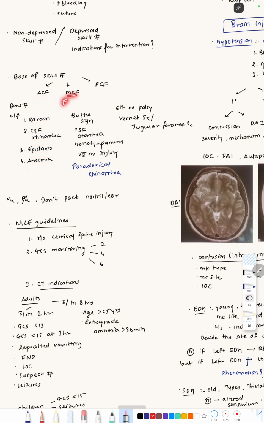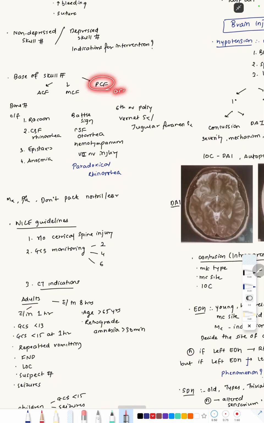For the middle cranial fossa, it is the petrous part of the temporal bone. The clinical features are the Battle sign, CSF otorrhea, hemotympanum, seventh nerve injury, and paradoxical rhinorrhea. Rhinorrhea is in ACF, paradoxical rhinorrhea is in MCF. This is because of the eustachian tube.